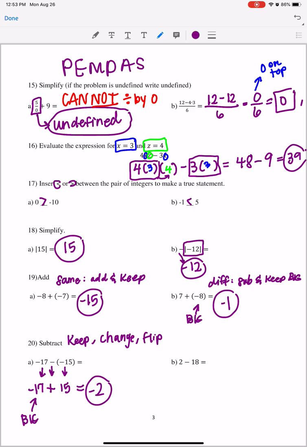Same thing on B. Keep, change, flip. So keep this 2, change subtraction to addition, and change this positive 18 to a negative 18. So use your addition rules again. And it's going to be the same one. We've got different signs, one positive, one negative. So subtract. 18 minus 2 is 16. And keep the sign of the bigger number. There's my bigger number. So 16.